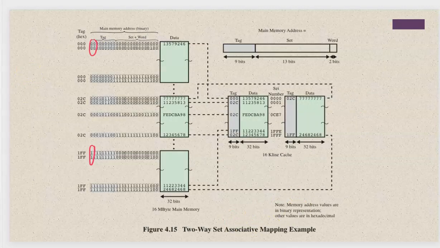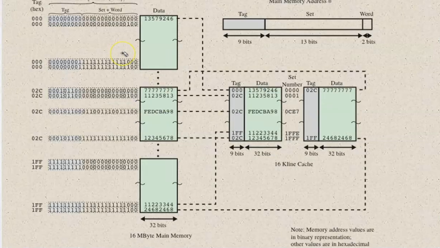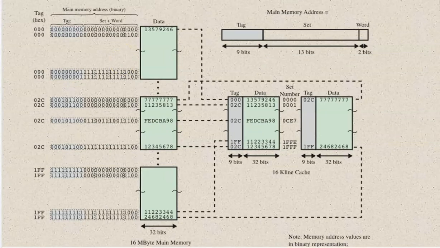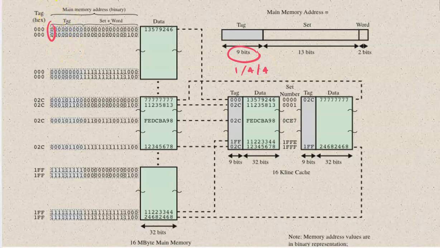So let's talk about an example of two-way set associative mapping. Let's first interpret the tag hex over here. Our tag, we know that it is 9 bits. If I were to divide this into 4 bits, I would have 1, 4, 4, right? So the first bit of my tag would be the first digit of my hex. And then the next 4 binary digits would correspond to the second digit of my hex. And the last 4 digits of my tag will correspond to the third digit of my hex. So let's see if this is actually true.